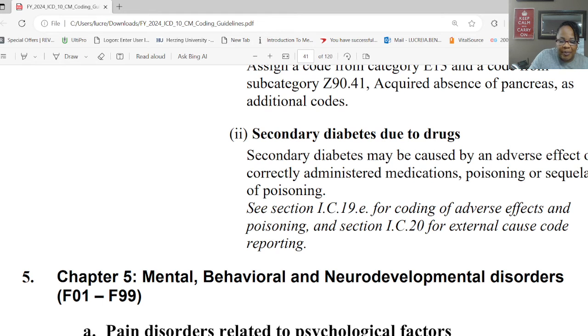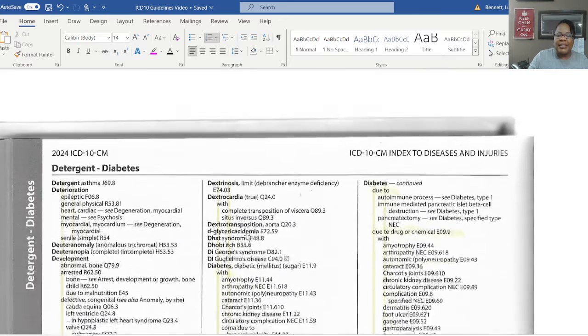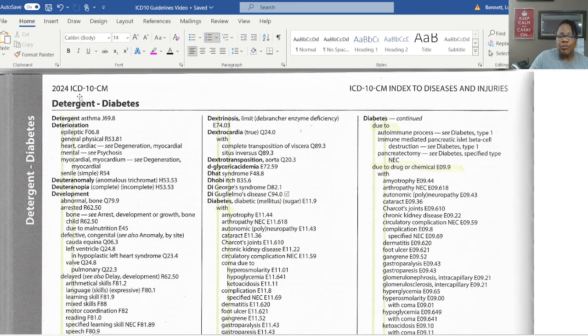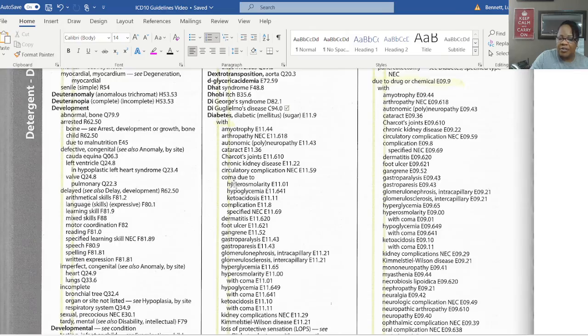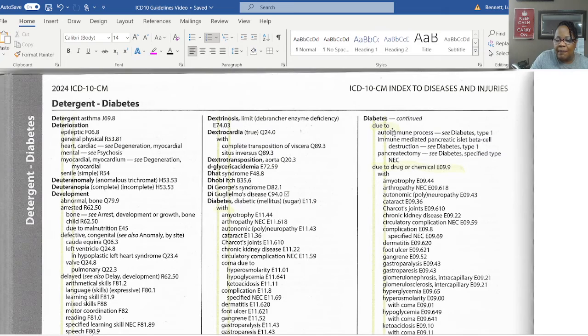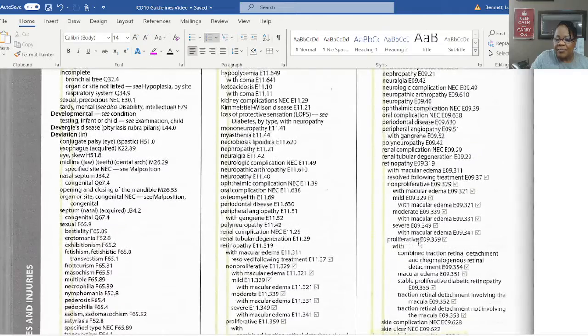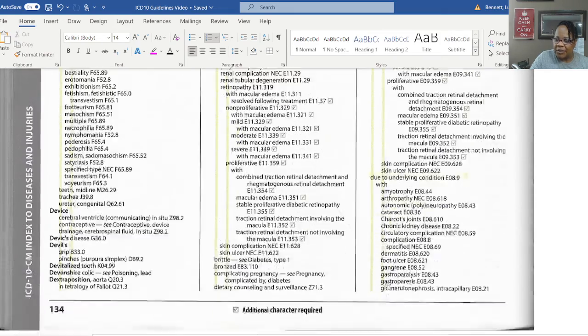All right, so when we look back at our guideline for 6, it just says assigning and sequencing secondary diabetes codes and its causes. So what I did here is I made a copy of the 2024 ICD-10-CM alphabetic index to diseases and injuries, and I'm looking at the main term diabetes. Now notice when you come under diabetes, it's diabetes with, if there are some other complications. But the key here that I wanted you to look at, if it's due to a drug or a chemical, see how you find those? Even if it's due to an underlying condition, you find those under here.